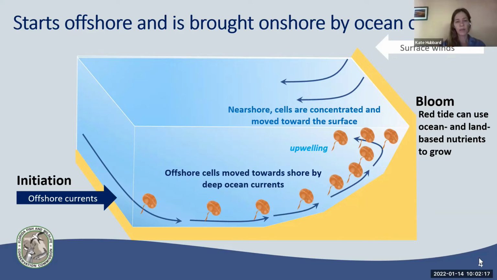When there's intermittent upwelling, when that process kind of shuts down, it can help retain those cells and again, concentrate them in the near shore environment. And that's really important because there are not a lot of ocean nutrients offshore in the Gulf of Mexico. There are some exceptions to that, but it's really important when the bloom does come inshore, when cells do come inshore, they can use both ocean and land-based nutrients to grow. So much like plants, they require a suite of nutrients to be able to grow.